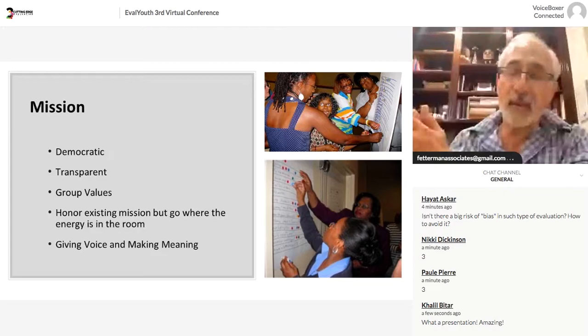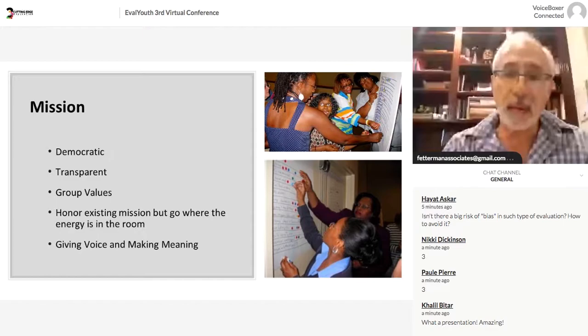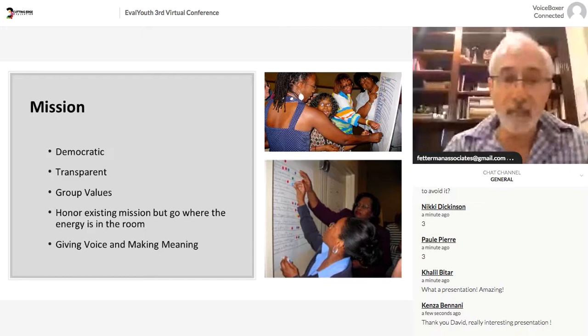You have folks write on a poster sheet what their mission is. It's democratic, very transparent. You're going to get the group values. That's what the core is. And you honor any existing mission, but you want to go where the energy is in the room. And briefly, giving voice and making meaning.